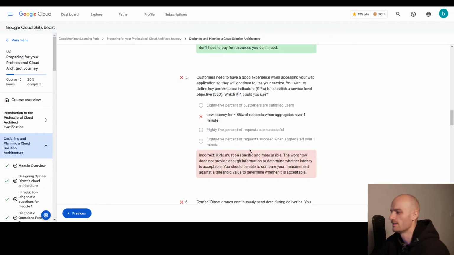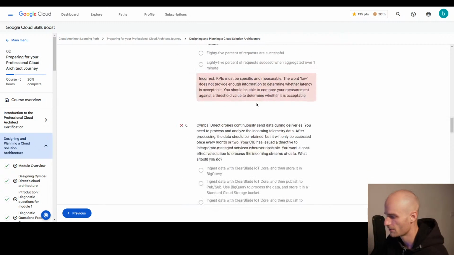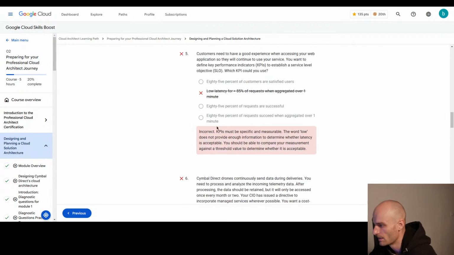So I made an error here in the question about the KPIs. The KPIs measure the experience of the users accessing the web application. I don't have to use qualitative terms. I will need to use quantitative terms.